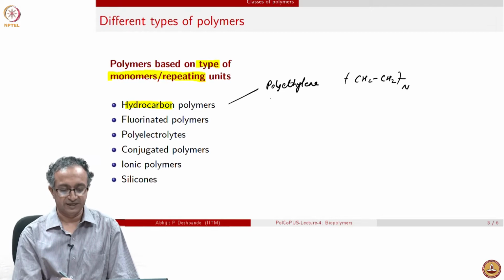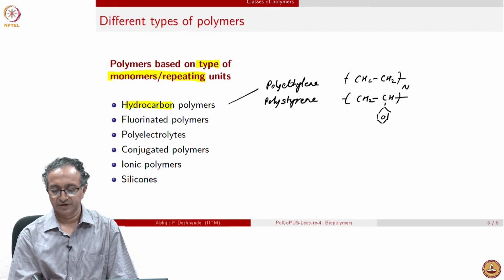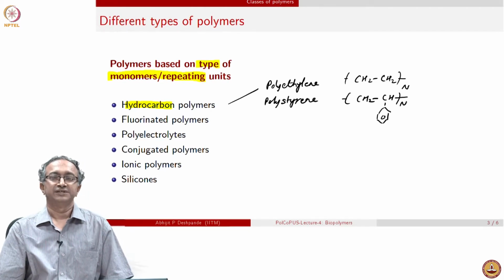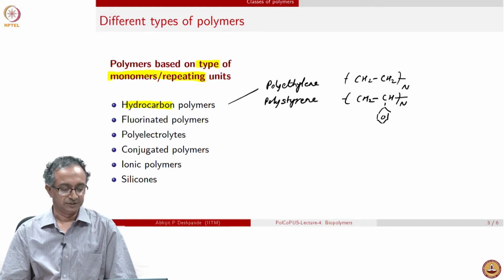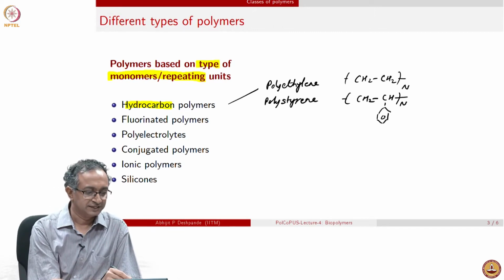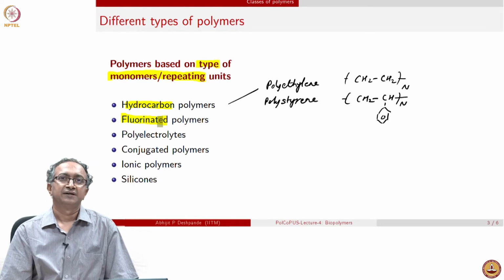Even polystyrene, for example, is where you have a benzyl radical, and so these are examples of hydrocarbon polymers. Carbon and hydrogen forming the backbone, and if there are branches and other molecular architectural details, they also will be containing carbons and hydrogen.